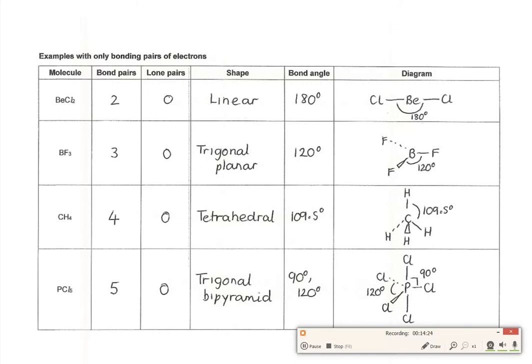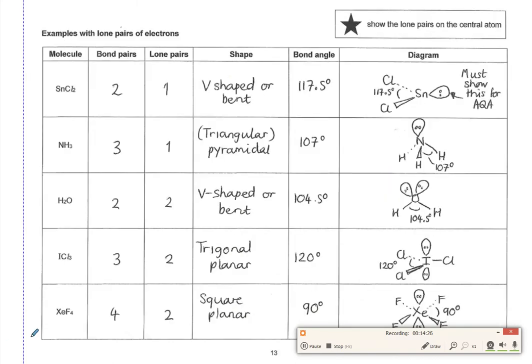Whereas when we do this one here, yes, there are 4 pairs of electrons, 3 are bonding pairs, and 1's a lone pair. So because of that lone pair, those bonds are pushed closer together because there's a greater repulsion from the lone pair. So rather than 109.5, we take away 2.5 and we go down to 107. So there's some kind of examples of that.